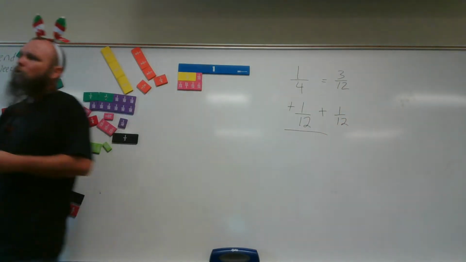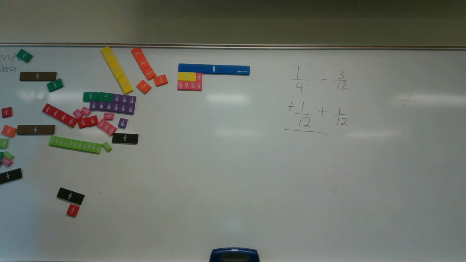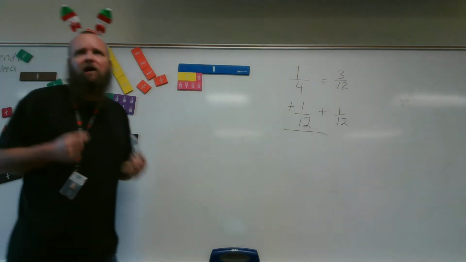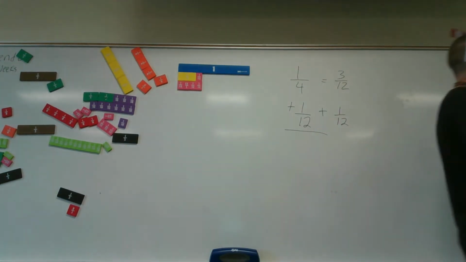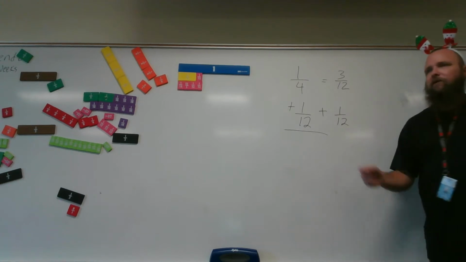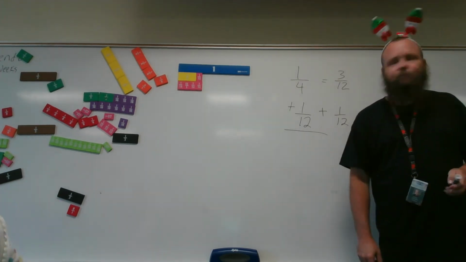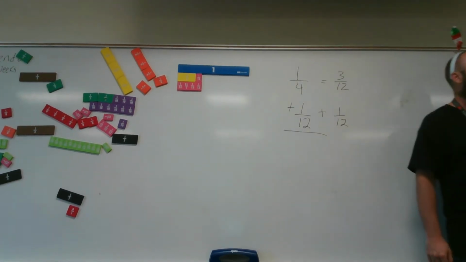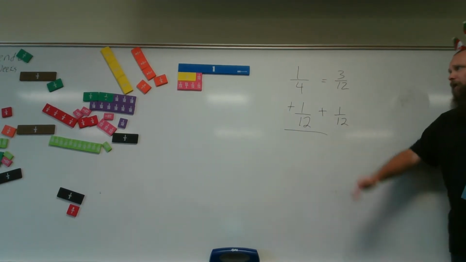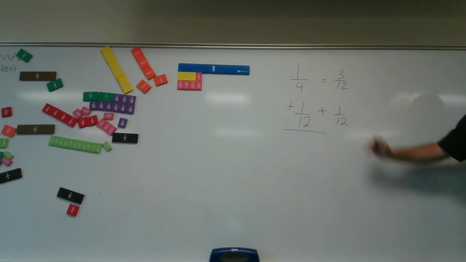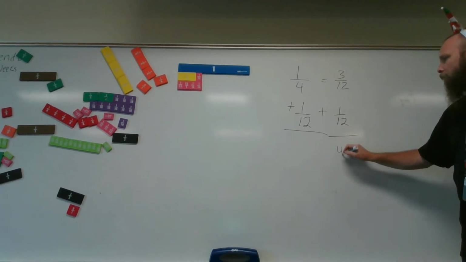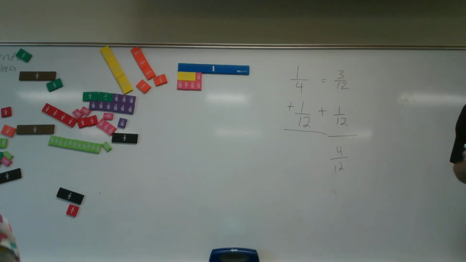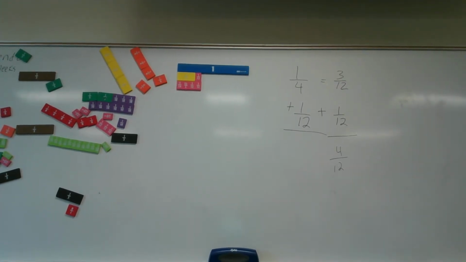Now you all know how to add fractions if they have a common denominator. If the denominators are the same, you should be able to add fractions very easily. So let's go with Hannah. What is 3/12ths plus 1/12? 4/12ths, because if they have the same denominator, we only add the numerators. The denominator must stay the same.